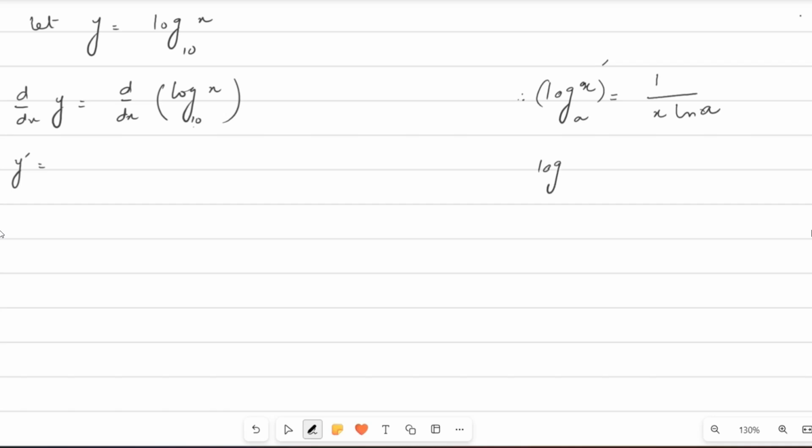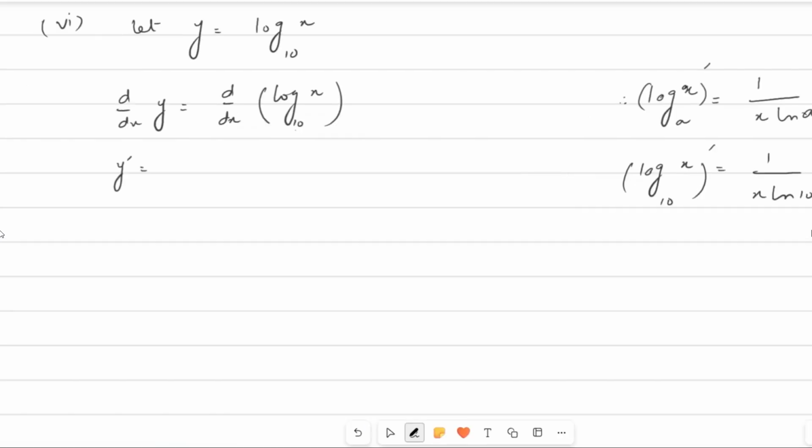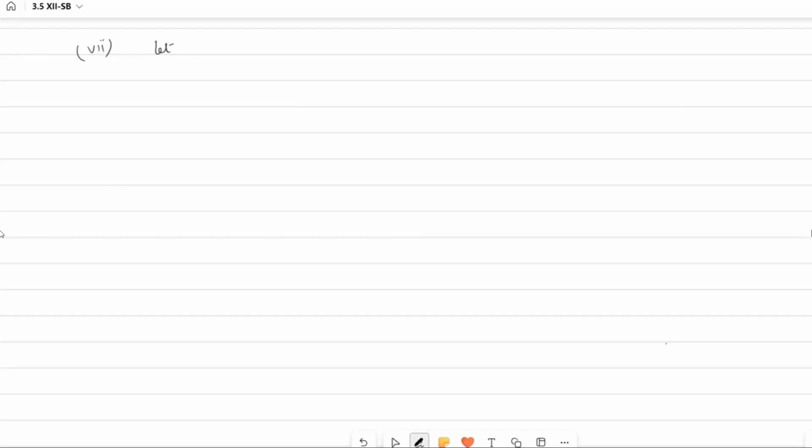So the derivative of log x to the base 10 is equal to 1 upon x ln 10. In the place of a, 10 will be replaced. So we can write it directly as 1 upon x ln 10. This would be the answer.